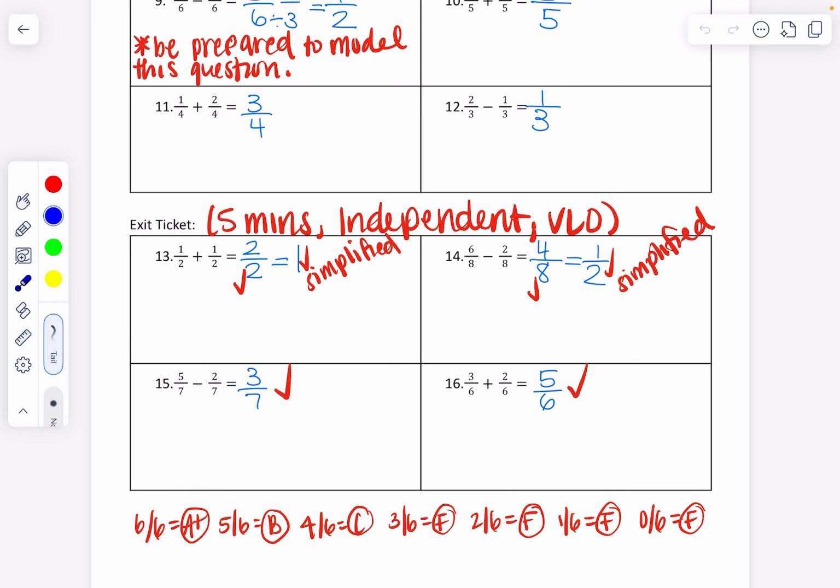And then, of course, we have a 5-minute exit ticket for this lesson. Students will get 1 point for their original answer. So when you add question 13, you get 2 out of 2. But then they'll also get a point for simplifying. Same thing for question 14. And then because questions 15 and 16 do not need to be simplified, they'll just get 1 point each for those questions, totaling to 6 points for the entire exit ticket. And here is the scale.